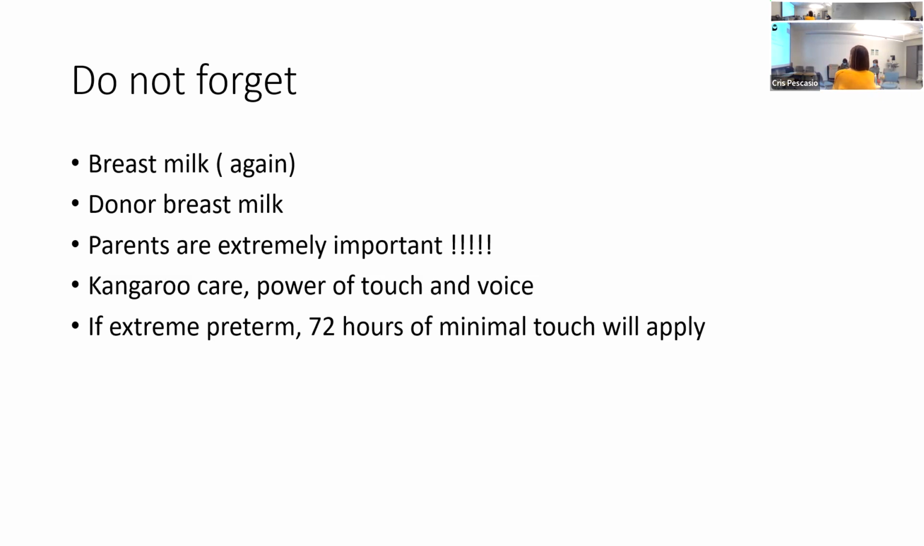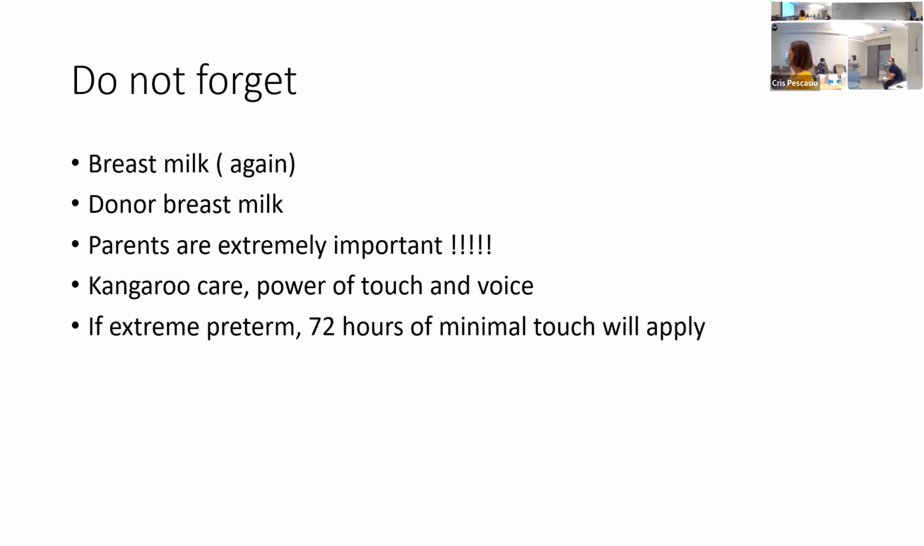To me, they need to know parents are extremely important. They are part of the treatment. They need to be in the unit. They need to touch their babies and hear the voice of their babies. But they need to know that for the very premature babies, we do 72 hours trying not to rotate the head, and the head is up a little bit. So we usually don't do kangaroo care in that period.